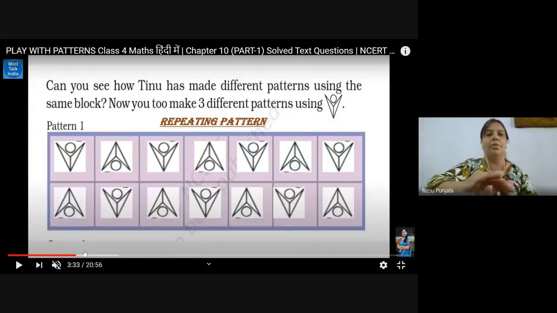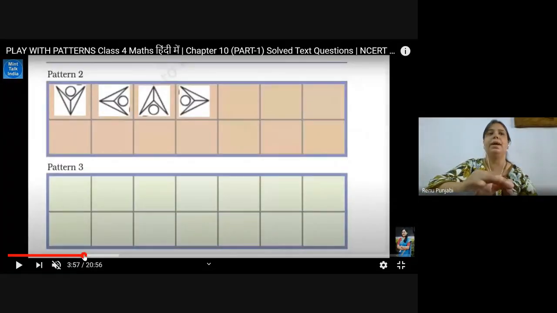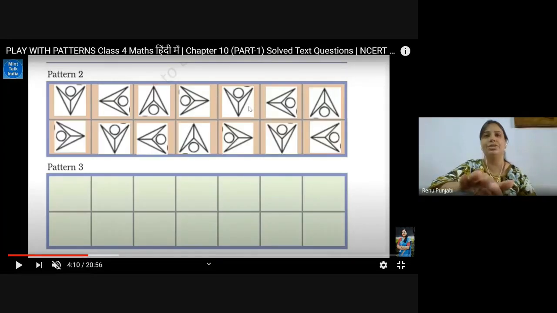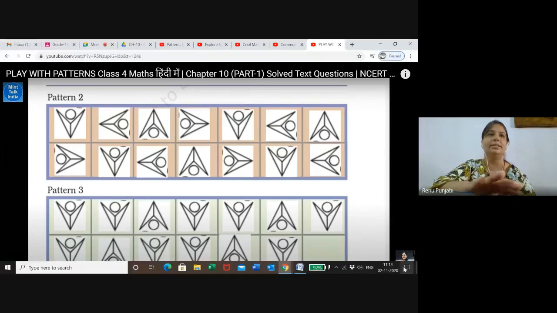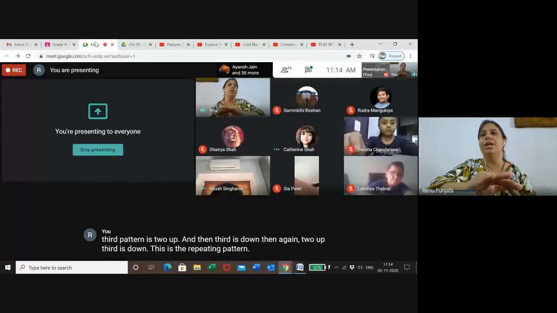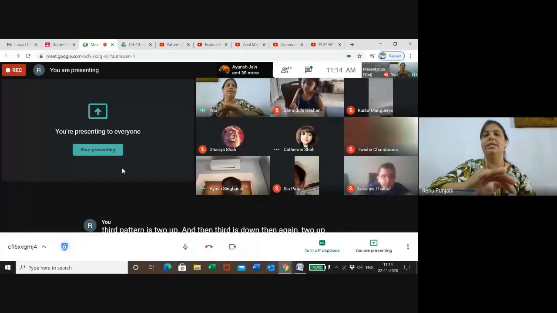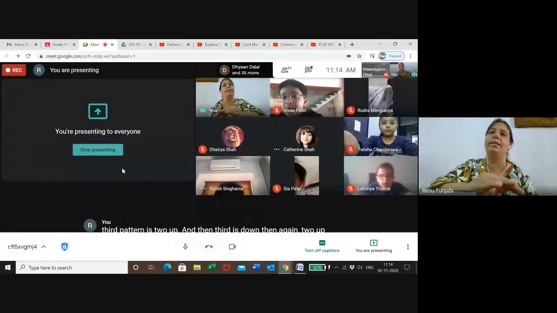Now, I will forward to the next pattern I will show you. See, the pattern which we were discussing: 1/4, half a turn, 3/4 turn, and again back to its original position. And this pattern is called which pattern? It's the changing the position pattern. Now, the third pattern is 2 up and then the third is down. Then again 2 up, the third is down. This is the repeating pattern. So I showed you 3 different patterns with the same block. You can create your own patterns also with the same block.